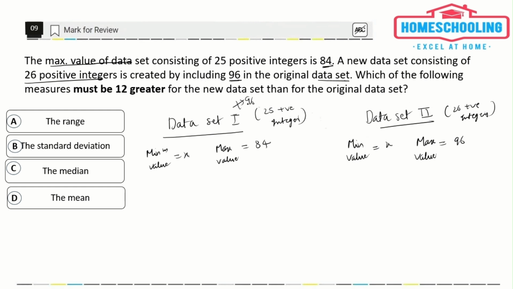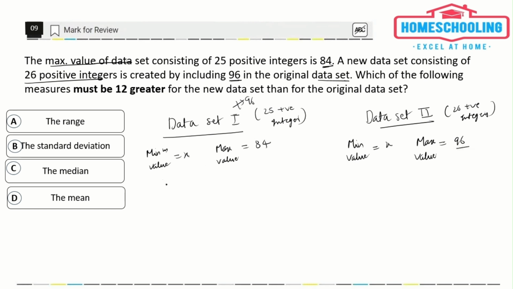So in data set 1 we have 25 numbers, with x as the smallest value and 84 as the maximum value. To these 25 integers we have added 96. So now we will have the same minimum value as in data set 1, but 96 was added. Now 96 is greater than 84, so the maximum value would be 96.